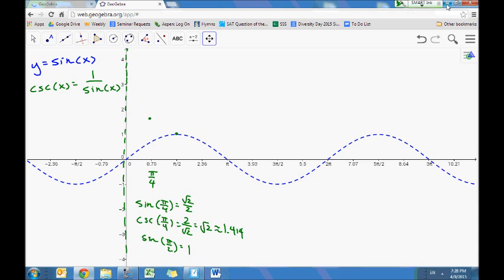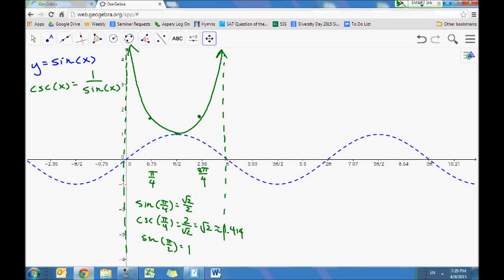And then back here at 3 pi fourths, the sine of 3 pi fourths is also root 2 over 2. And so 1 over root 2 over 2 gives me the same 1.414. So it's kind of bouncing back up here. And then at pi, this is 0, and so I have another asymptote. So what this looks like is a kind of a U shape like this.